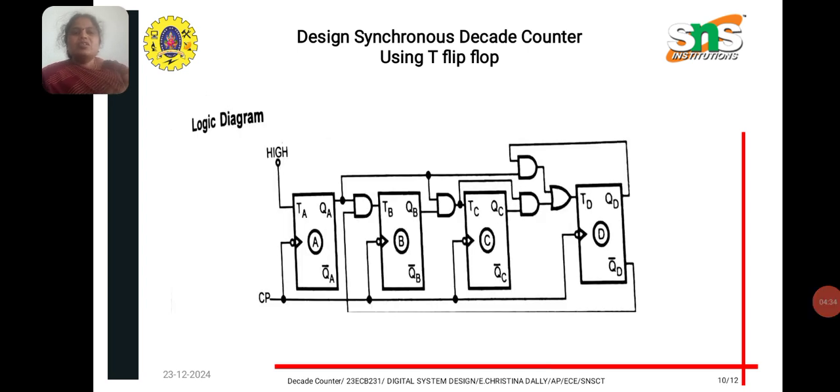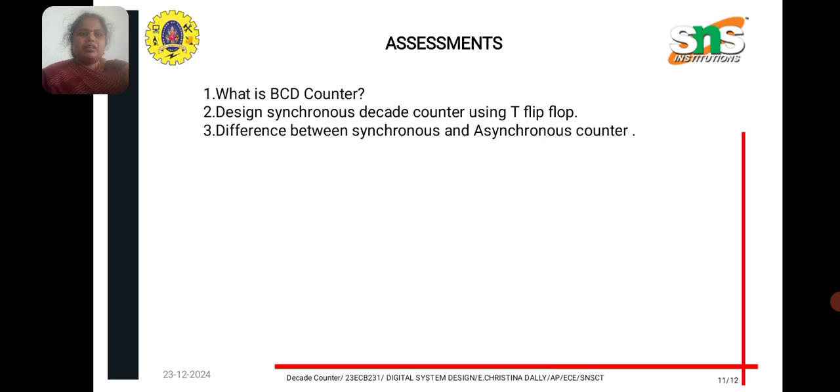So this is the logic diagram. How do we connect this logic diagram? We are taking the T flip-flop. I have taken 4 flip-flops, and with the help of AND gates and OR gates I have connected them from the design, from the expressions of the K map. And finally the clock pulse is also applied.